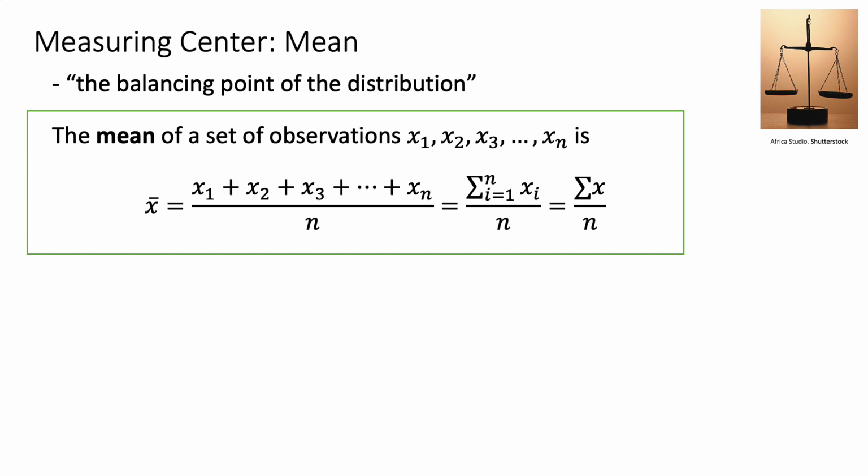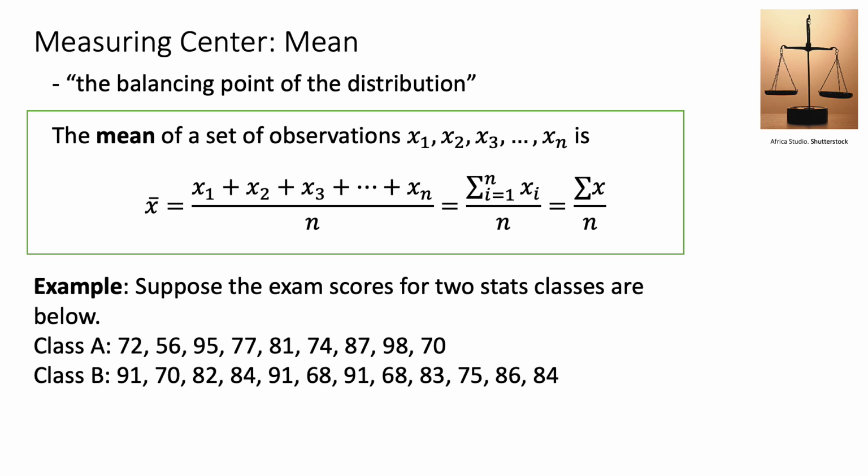If your data is, especially if your data is symmetric, the mean is what we want to use to measure center. You can think of the mean as the balancing point of the distribution. Now this is probably a formula that you've seen before. If I have a set of observations, to find the mean, I'm going to add them all up and then divide by the total number of observations.